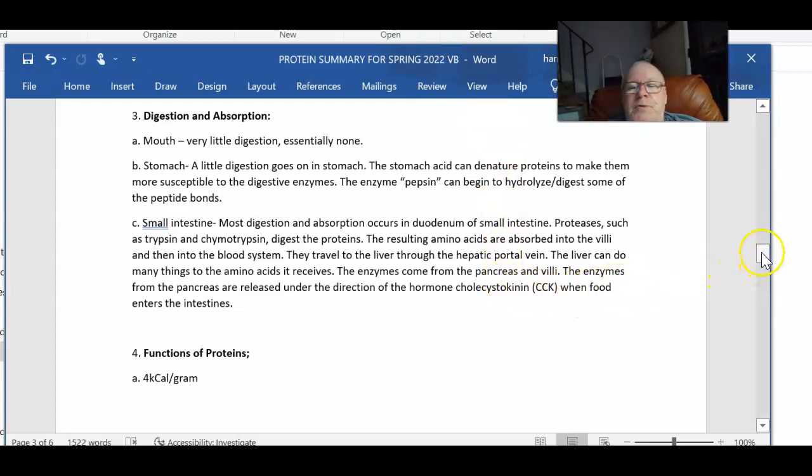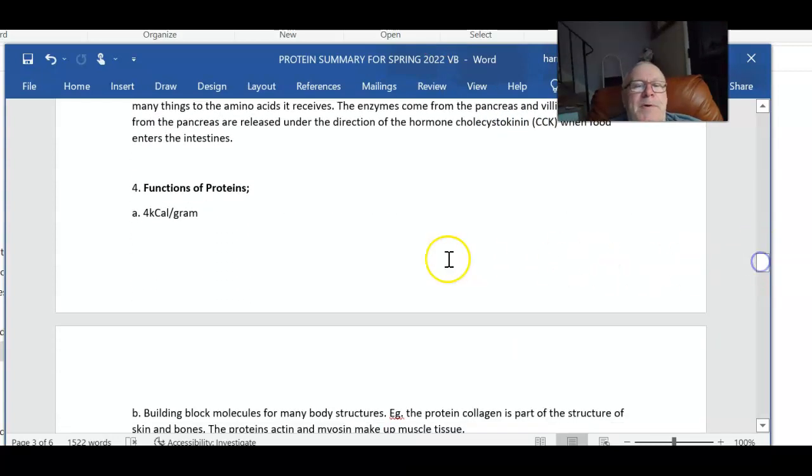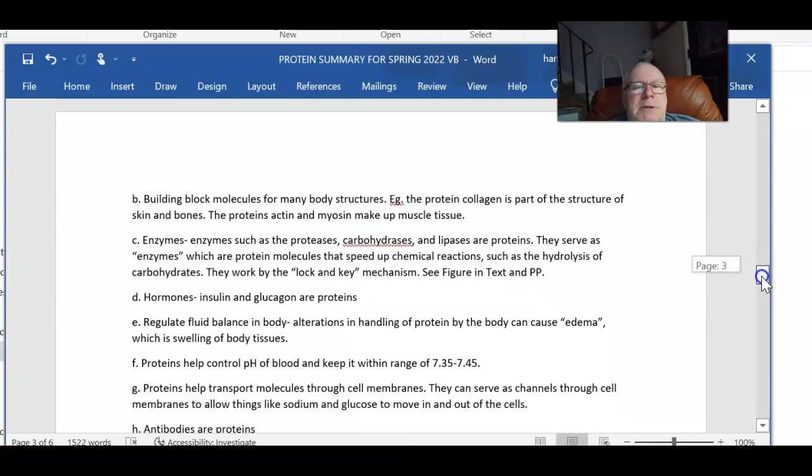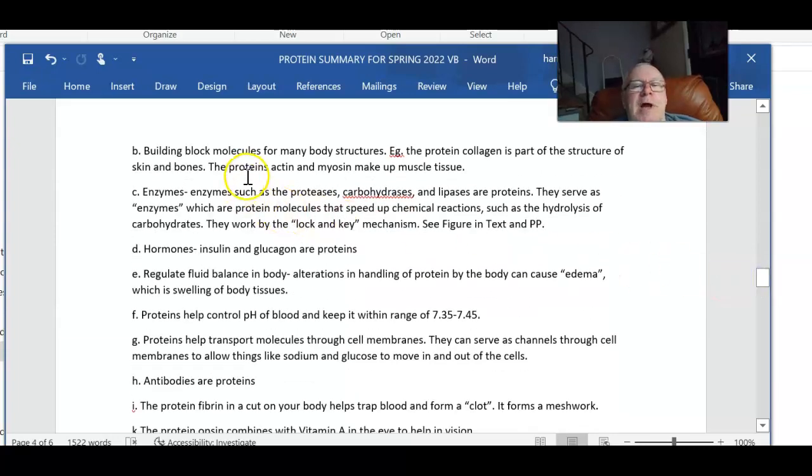Let's go into the functional proteins. Well, we all know there's 4 kilocalories per gram worth of energy in those bonds. They're building block molecules for many body structures. There's the protein collagen as part of the structure of the skin and your bones. There's the proteins actin and myosin that make up your muscle tissue. There's all sorts of different structural things in your body that are made of proteins.